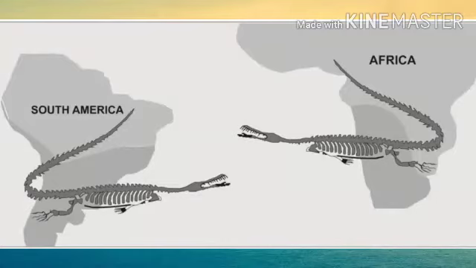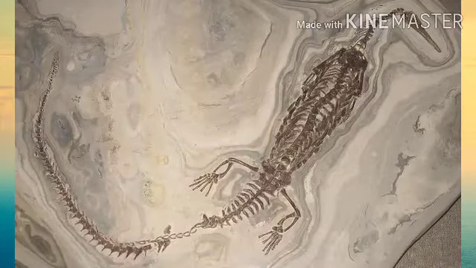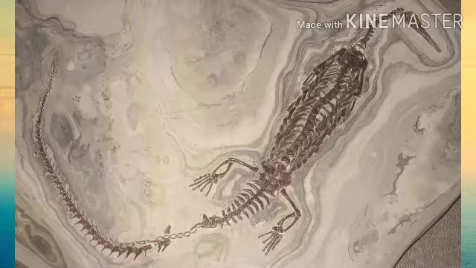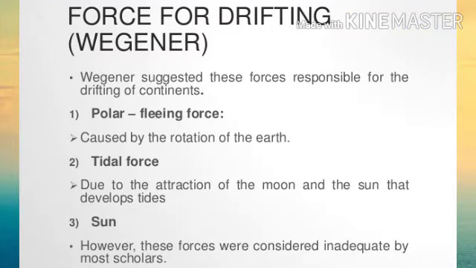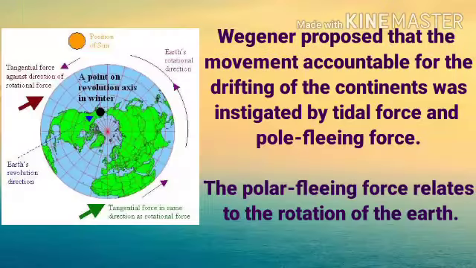Second is Mesosaurus. Mesosaurus was a small reptile adapted to shallow brackish water. So it is a question: what were the forces responsible for drifting the continents? Wegener suggested that the movement responsible for the drifting of the continents was caused by the polar fleeing force or tidal force.